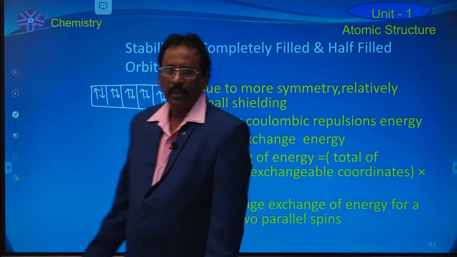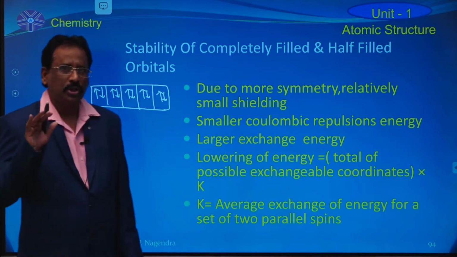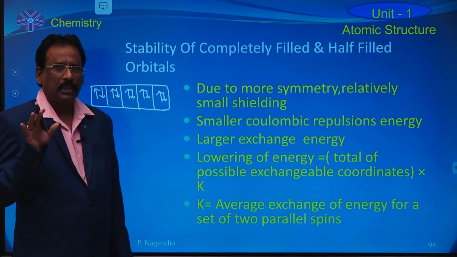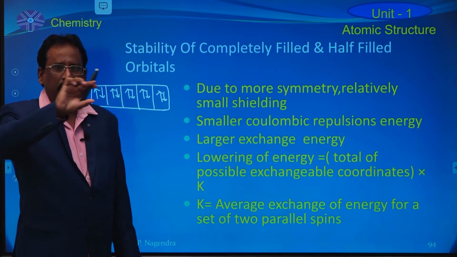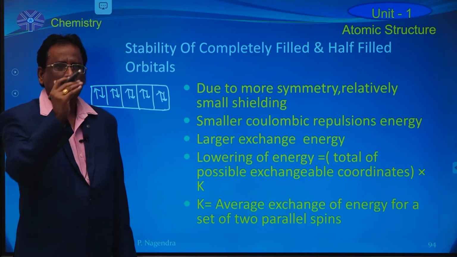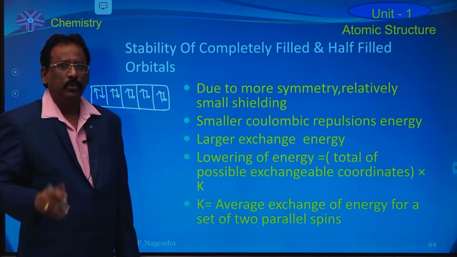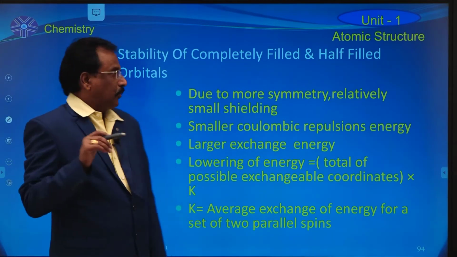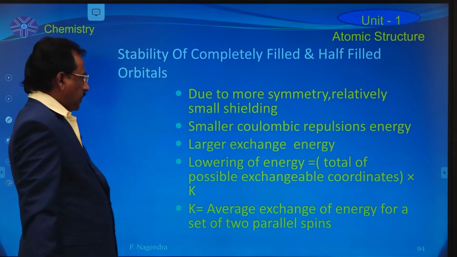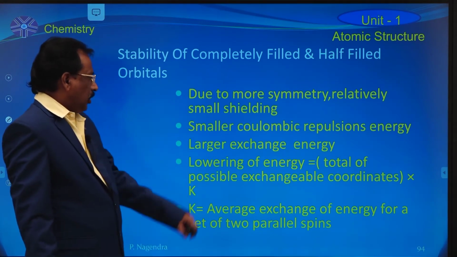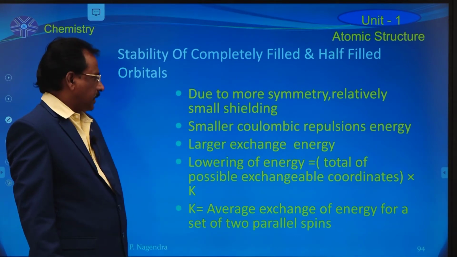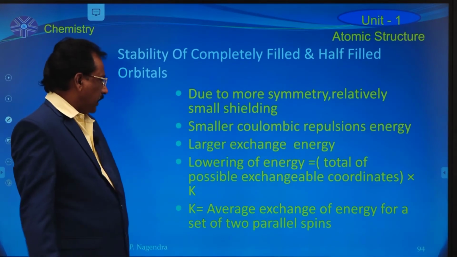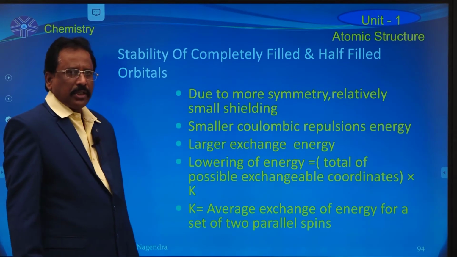So half filled or completely filled orbitals are more stable. This type of configuration is observed in the first transition series, that means 6B group and 1B group elements. So due to mutual exchange of the electrons, lowering of energy takes place. Due to more symmetry and mutual exchange of the electrons, lowering of energy is more.